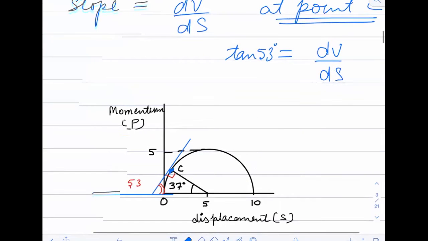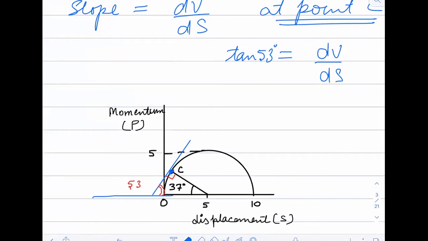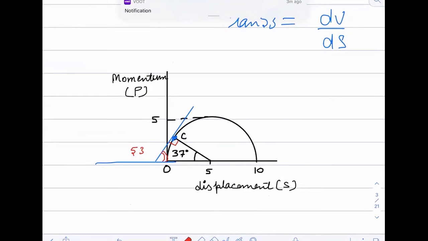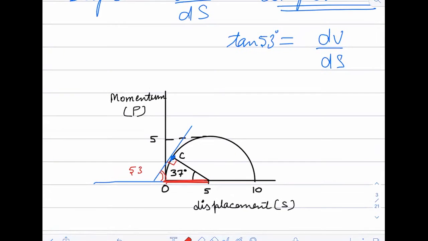So now what is tan 53? If you see here, what will be tan 53 here now? This length is 5, okay? So can I say if this is 5 and this is theta, the remaining two sides will be 3 and 4. So tan 53, what will it be? Will it be 4 by 3?